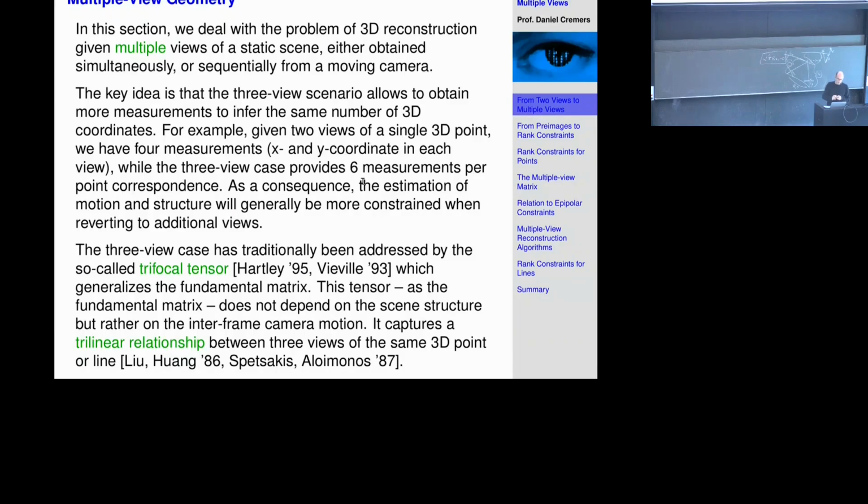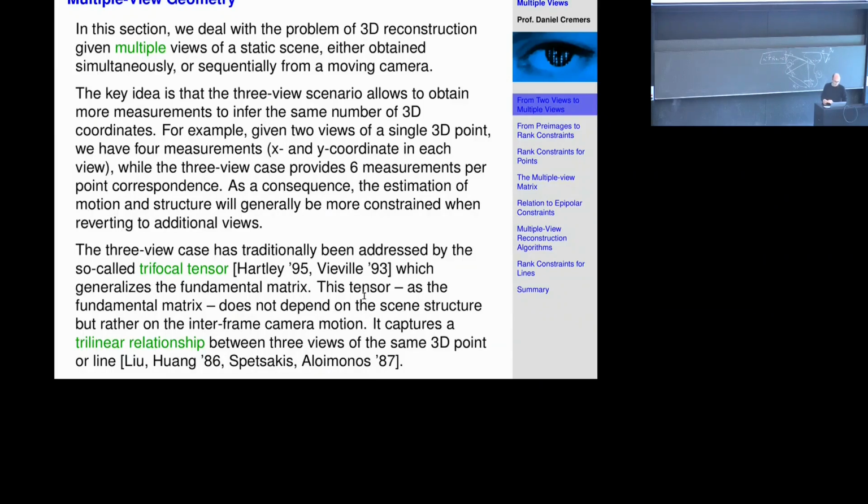This 3-view case has traditionally been addressed by the so-called trifocal tensor, introduced by people like Richard Hartley, who's still around, and conferences in Ville in '93 even. And it generalizes the fundamental matrix. So this fundamental matrix, or the essential matrix here, couples 2 2D coordinates, and there is a constraint, we'll see, that couples 3 2D coordinates. The 2D coordinates of the same point with respect to 3 images.